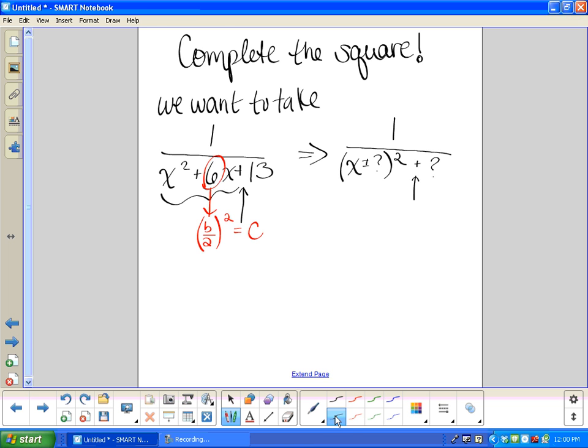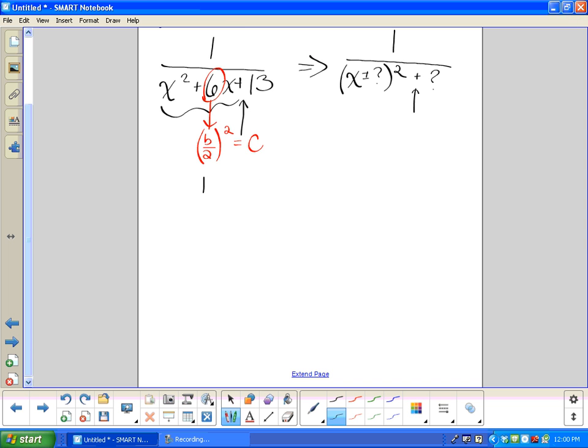And I kind of write it in parentheses like this. I get 1 over x squared plus 6x plus 9. There's my perfect square. And then don't forget the 13 that's there. That'll screw you up. Oops, I need the 1. And then I have to subtract that 9 that I added. There we go. And then now I'm going to do a little more algebra, and I end up with 1 over x plus 3 all squared plus 4.